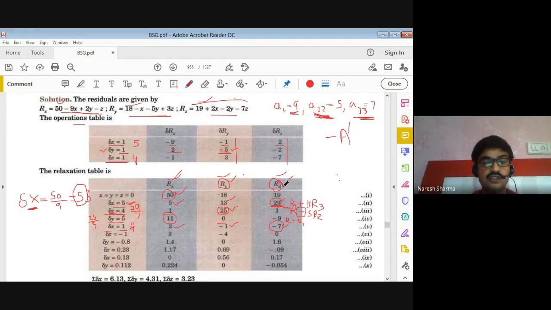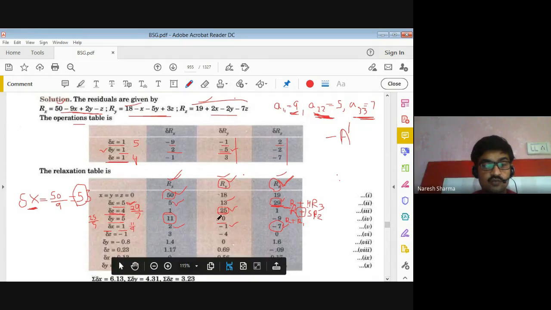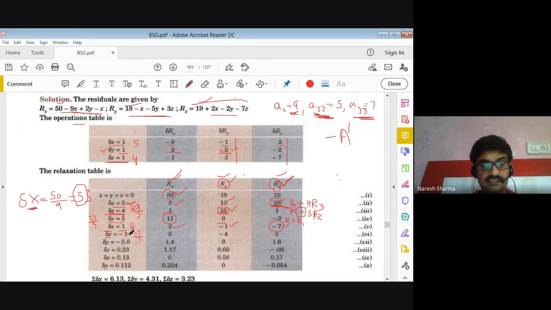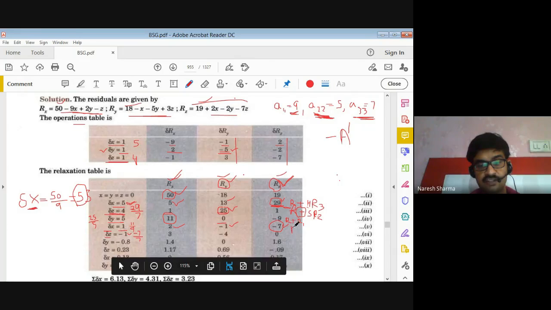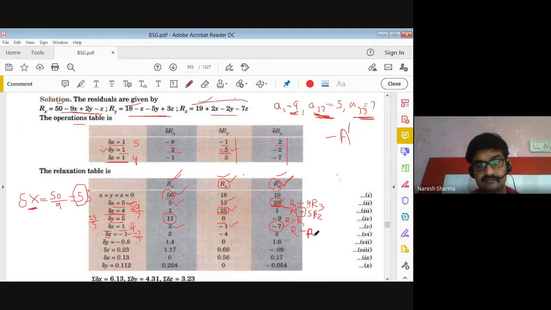As this belongs to the residual of z, we write here del z. This maximum value is your minus 7. So we write here minus 7 and divide this value by your A33, which is 7. You get here minus 1. So this z is plus 1, so we multiply by the minus sign. So this is plus 1, minus 3 and plus 7. So we add this. That means here we apply the operation R minus 1 and here R3.